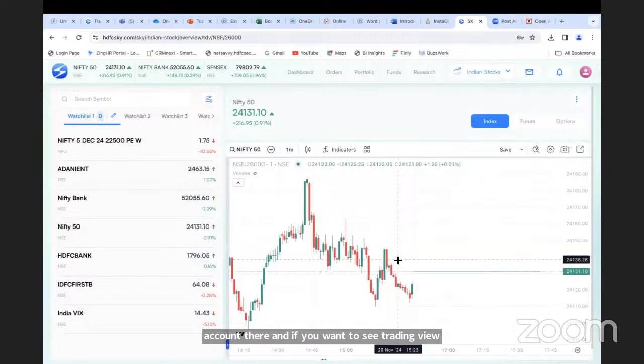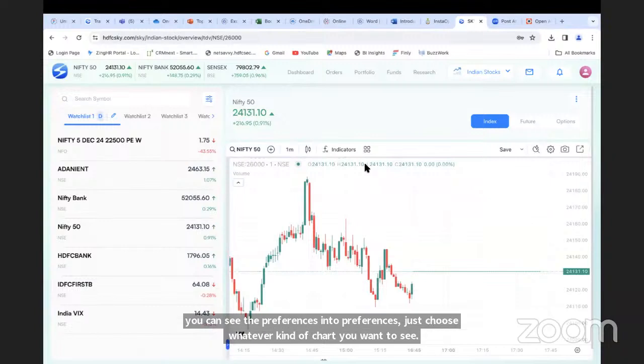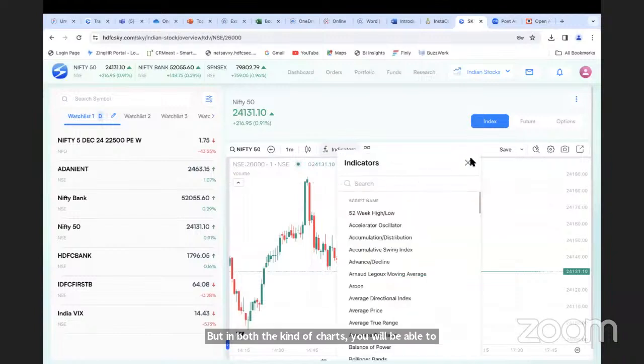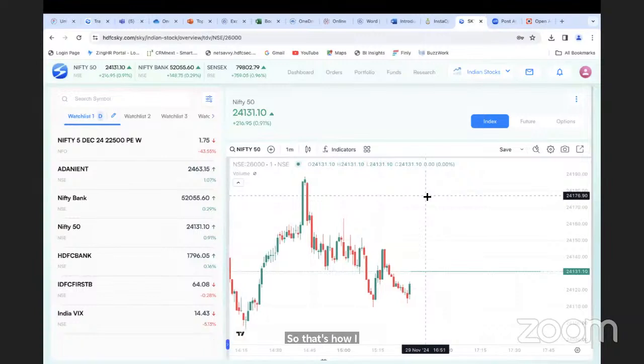If you want to see the TradingView chart, what you can do is go into your profile, and there you can see the preferences. In preferences, just choose whatever kind of chart you want to see. In both kinds of charts you will be able to place n number of indicators. So that's how I have shown you how to place the indicators if you're an HDFC Sky user as well.